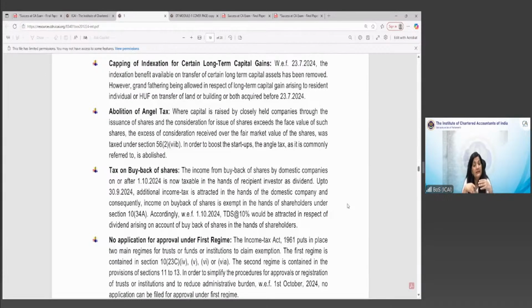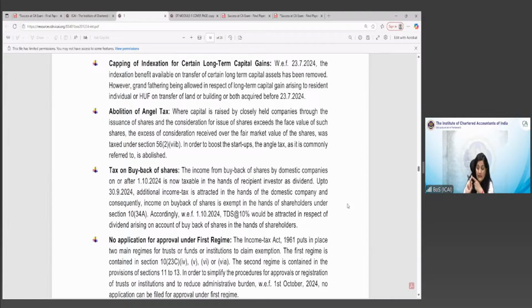On making it taxable, the TDS provisions also come in, because the government wants to track these transactions, so they have implemented the concept of tax deducted at source. Once the amount is chargeable to tax as dividend, they have amended section 194 to make it liable for tax deduction at source at the rate of 10%. So don't forget the TDS provisions. TDS provisions are attracted if the buyback takes place after 1st October 2024.